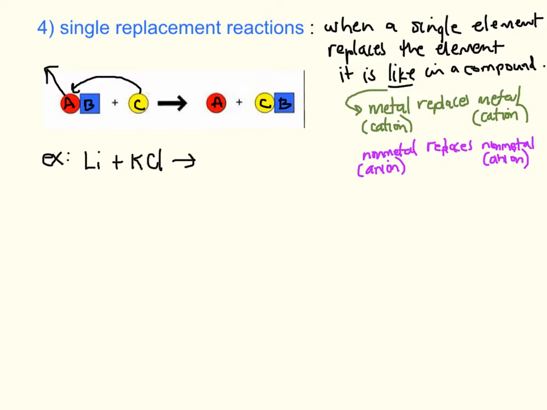So let's look at this example here. I've got lithium, and we're adding that to potassium chloride. Lithium is a metal, and so it is going to attempt to replace the potassium in this compound because the chlorine's a nonmetal and lithium's a metal. So lithium's going to replace the potassium because they're both metals. And so what's going to happen is lithium will come over here and actually kick potassium out of the compound. And you'll end up with lithium bonded to chloride, and then potassium will be left all alone.